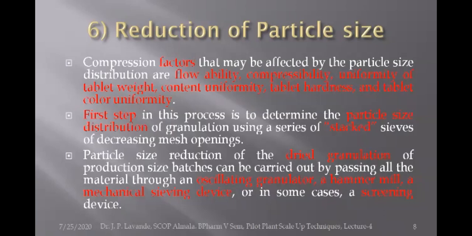The particle size reduction of the dried granulation of production size batches can be carried out by passing all the material through an oscillating granulator, a hammer mill, a mechanical sieving device, or in some cases, a screening device. So again, the purpose behind all these is to get uniform sized particles.